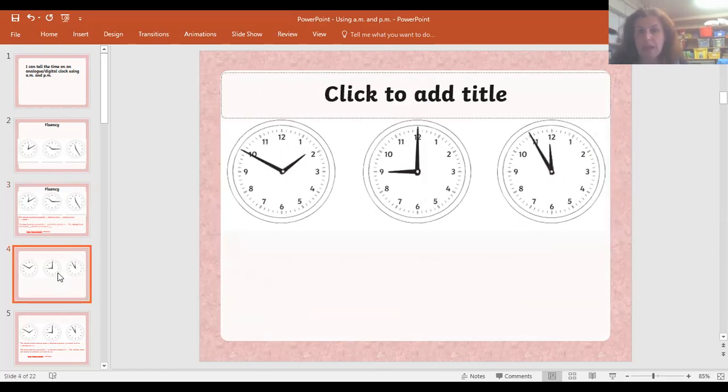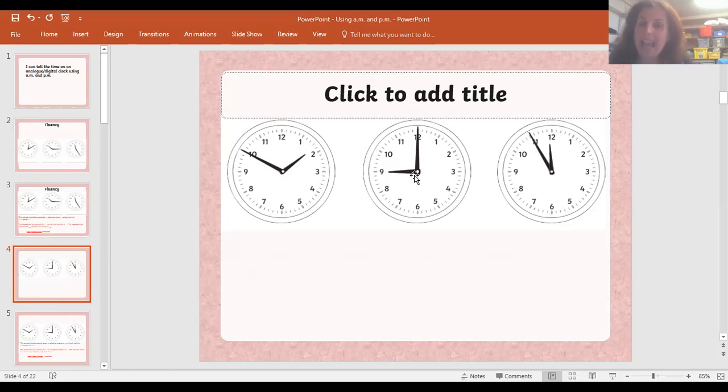Now I'd like you to have a look at these times. Can you tell these times for me? Pause if you want to, and then come back to me. Okay, how could we say these times? Right, these times, when it's this side of the clock, we say it's minutes past, but when it's this side of the clock, we say it's minutes to. So we can say this is 5, 10 minutes to 2 o'clock.